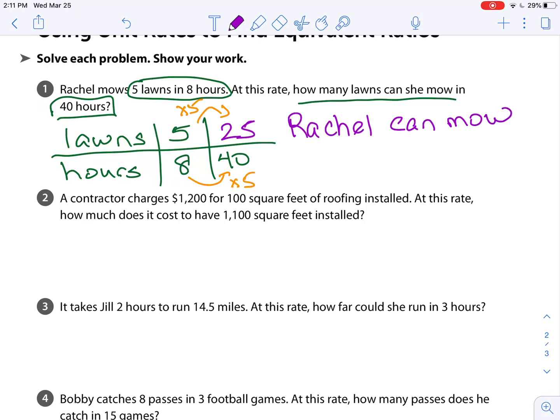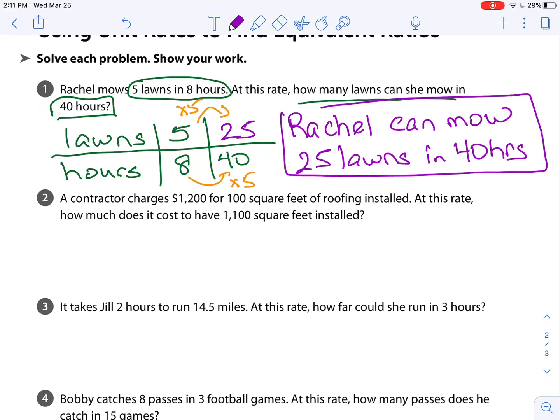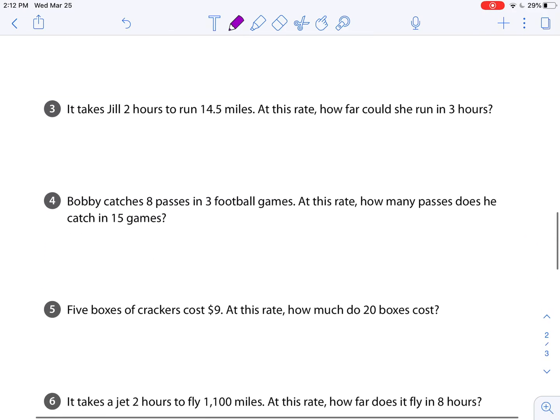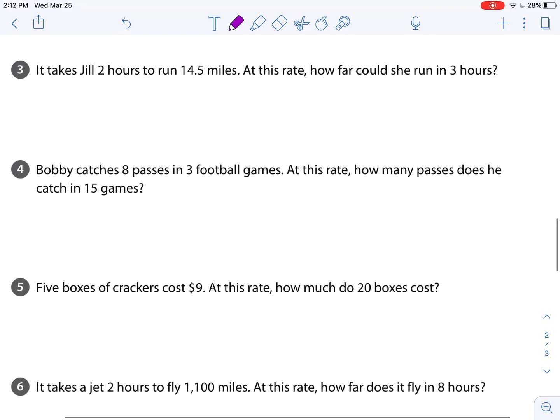And so our answer is that Rachel can mow 25 lawns, I was going to say yards, 25 lawns in 40 hours. And that's our answer. Now, I want to go over number 3 with you because number 3 is not quite so easy. The numbers are not quite so much fun.